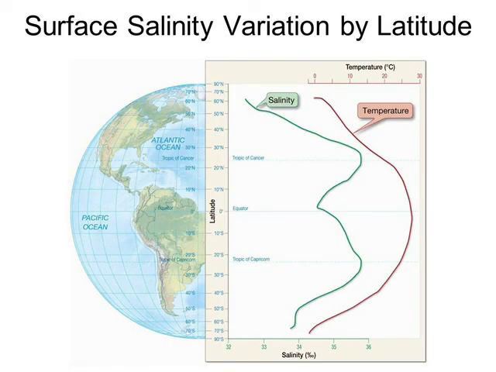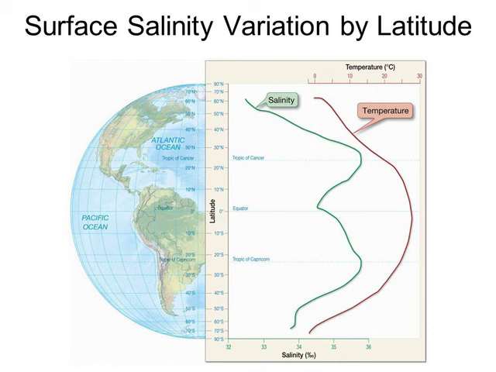So here's a graph showing the same thing. You can see the red line is temperature. Temperature is a pretty even curve as you go from North Pole to South Pole. It decreases at the polar regions, increases at the equator, and decreases as you get down to the South Pole. Whereas the green line shows salinity, and you can see it has two humps, almost like a camel's back.